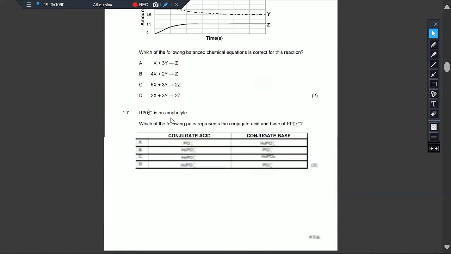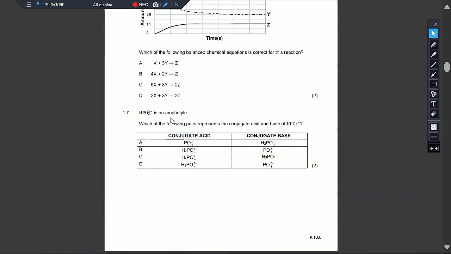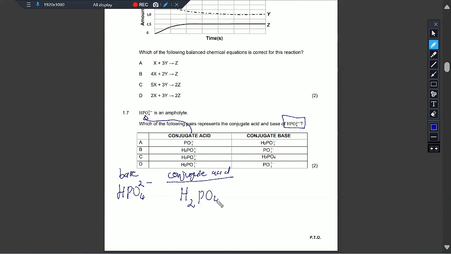And then now let's look at 1.7. So that is a question on acids and bases. They say HPO4 2- is an ampholyte, meaning it can act as either an acid or a base. Which of the following pairs represent the conjugate acid-base pair of HPO4 2-? So the same ampholyte. Now, which one would represent the conjugate acid? We would have to get the conjugate acid if we allow this to act as a base, right? So if we are saying our HPO4 2- is a base, then we are looking for its conjugate acid. So the conjugate acid, remember, if it's a base, it needs to accept a proton, right? So that means its conjugate acid, that other side, will be H2PO4 1-.